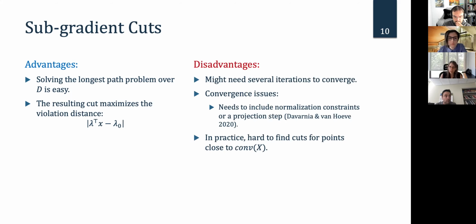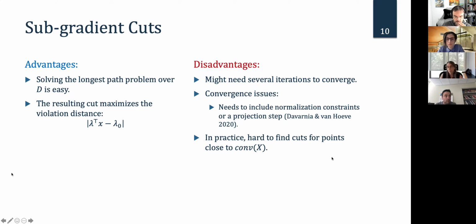But there are some disadvantages of this procedure. One is that since it's an iterative procedure, it might take several iterations to converge. And it has some convergence issues, because sometimes you basically have an unbounded problem, so you can go to infinity. But luckily for us, Daniel and William work on this, and they show that you need some normalization constraints or to add a projection step in your subgradient, and then you can converge, and it's quite stable. So it's a small issue, but you can address it quite simply.